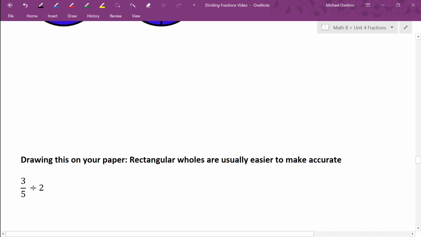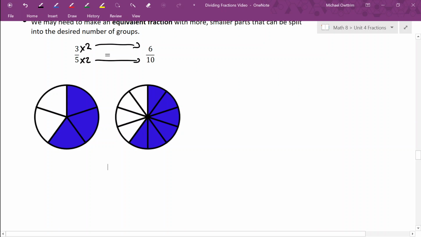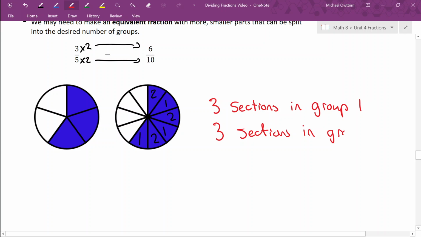And why would we do this? Well, it helps us split these up into 2 equal groups. So let's think: we'd have 1 in group 1, 1 in group 2, 1 in group 1, 1 in group 2, 1 in group 1, 1 in group 2. How many are going to be in each group? Well, there's going to be 3 sections in each group. All right, 3 of them for group 1 and 3 of them for group 2.